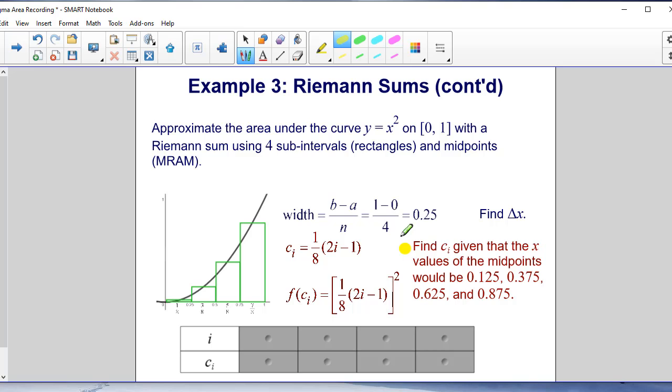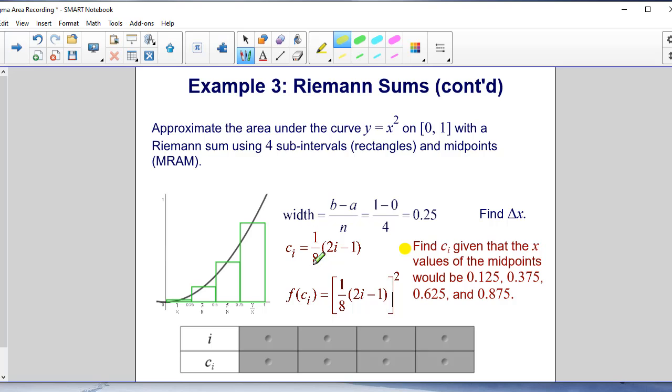Now we're going to find c sub i, given that the x values of the midpoints would be 0.125, which is the decimal equivalent of 1/8, 0.375, which is the decimal equivalent of 3/8, 0.625, which is the decimal equivalent of 5/8, and finally 0.875, which is the decimal equivalent of 7/8. Now, remember that c sub i is any point within the interval. In this case, it's the midpoint. So we want c sub 1 to equal 1/8. We want the second one to equal 3/8, and so on.